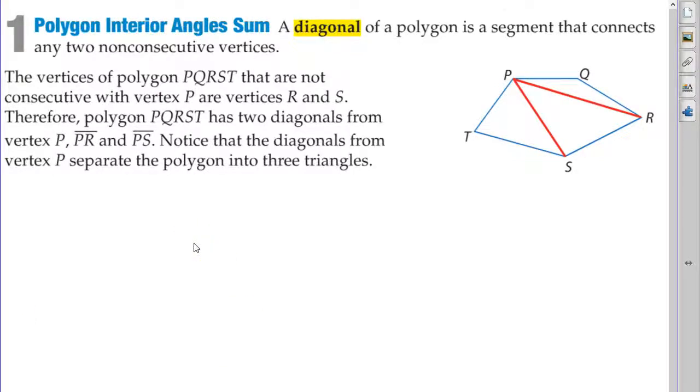Now, a diagonal of a polygon is a segment that connects any two non-consecutive vertices. So P and T are consecutive vertices, and I don't count that as a diagonal, because if I connect them, it's a side. P is not next to S or R, so there's one diagonal, and there's another diagonal. From P to Q, that segment doesn't count because it's consecutive, the one next to it.